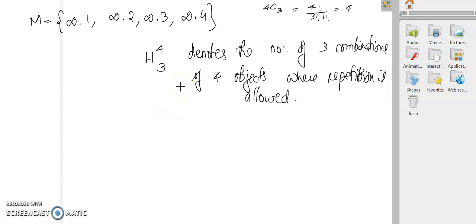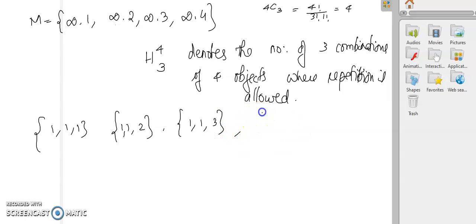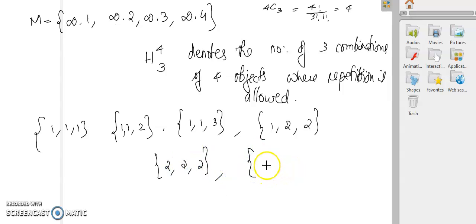Now when you are taking the number of 3 combinations with repetition allowed, you will get more combinations. So repetitions are allowed, and I want 3 combinations. Okay, so I can have 1, 1, 1, then 1, 1, 2, then 1, 1, 3. Now for example I can have 1, 2, 2, then 2, 2, 2, then 2, 2, 4, and so on. There are many combinations.